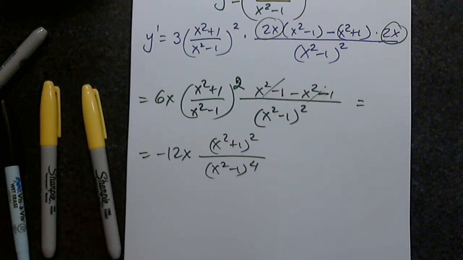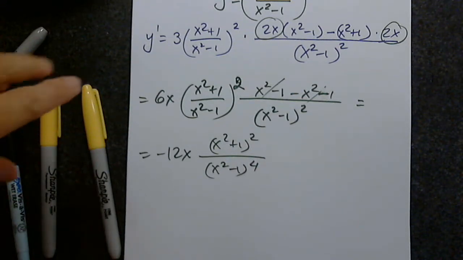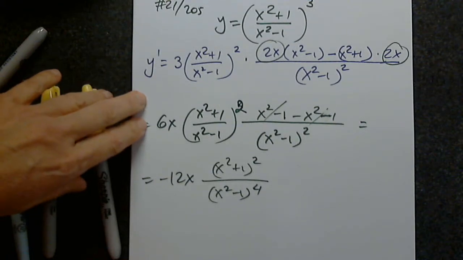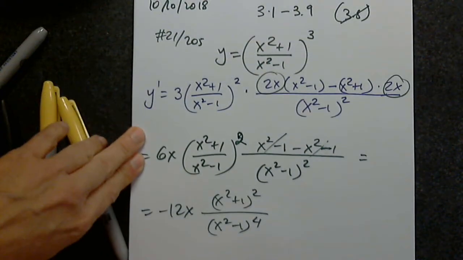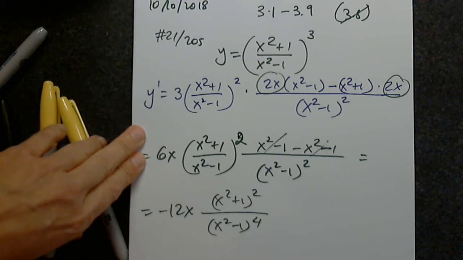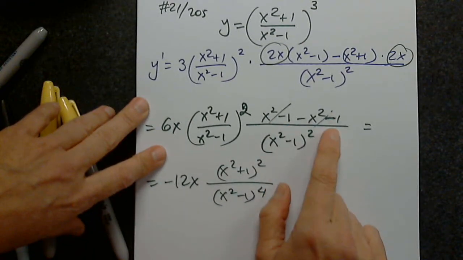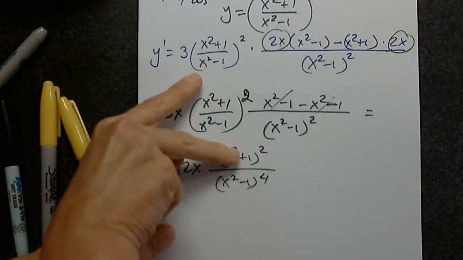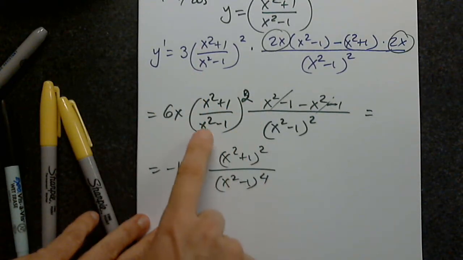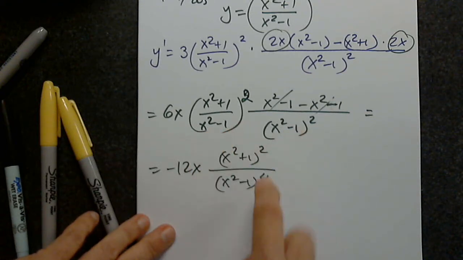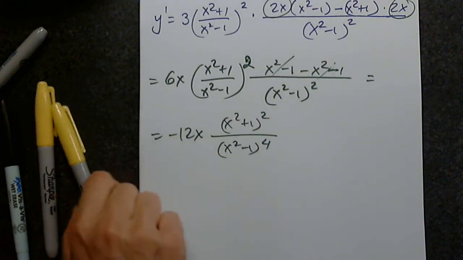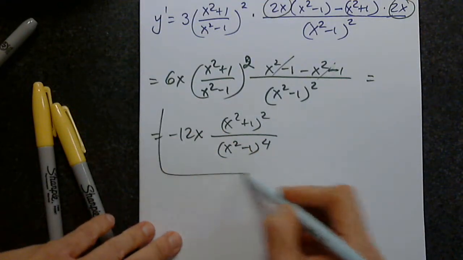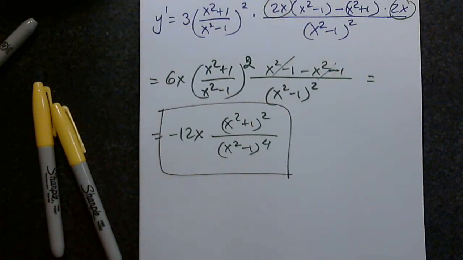Which step? Where do you get negative 12x from? I get where the x squared plus 1 squared in the denominator comes from. Negative 1 minus 1 is negative 2, multiplied by 6x is negative 12x. If you separate the top and the bottom, you have (x squared plus 1) squared, and (x squared minus 1) squared, and with these two it will be to the 4th. So that is the best shape of the final answer, and you'll see in chapter 4 why.